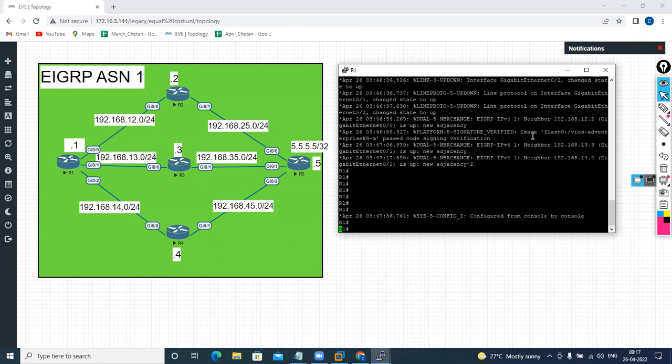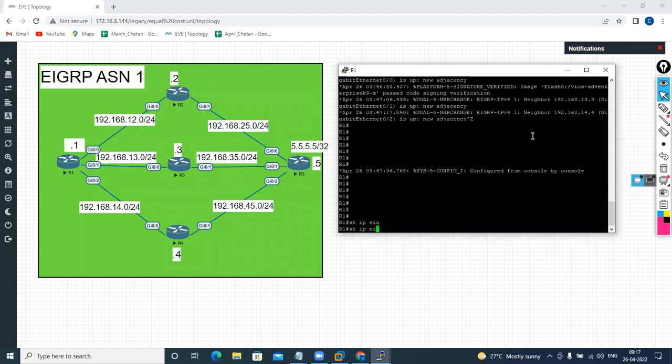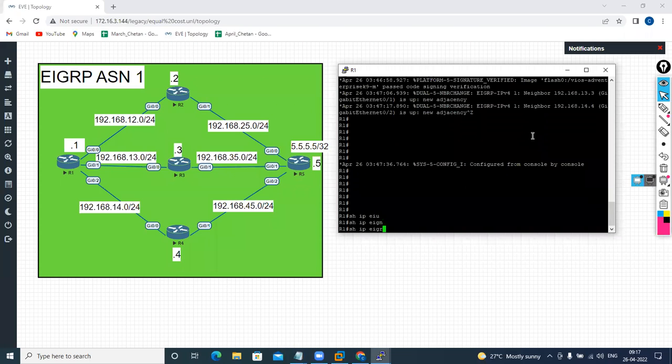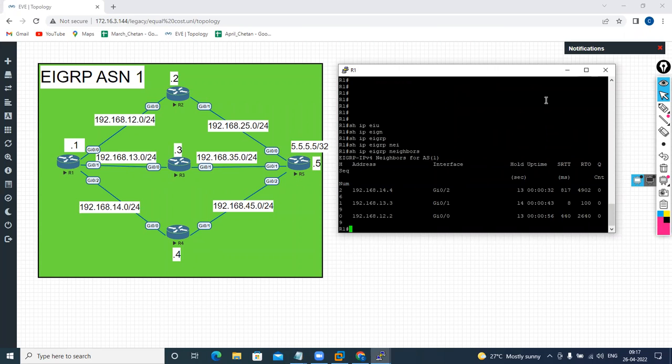How to check whether a neighbor is up or not? Show ip eigrp neighbors. How many neighbors should I find? 3 neighbors. You see, I have 3 neighbors: one with 14.4, one with 13.3, and one with 12.2. Clear? Clear, Vinod?